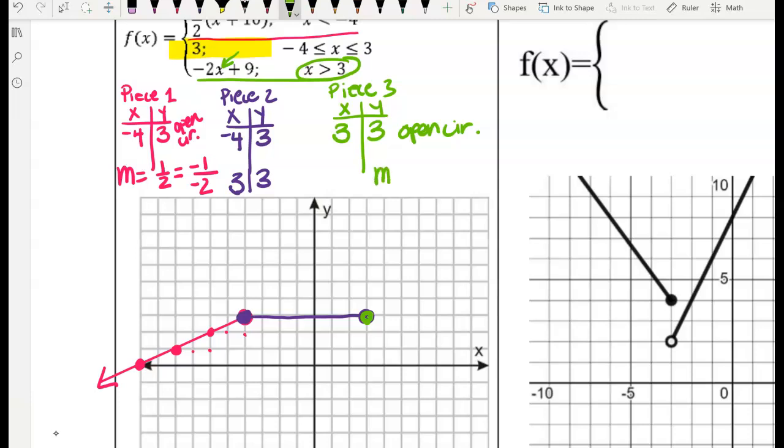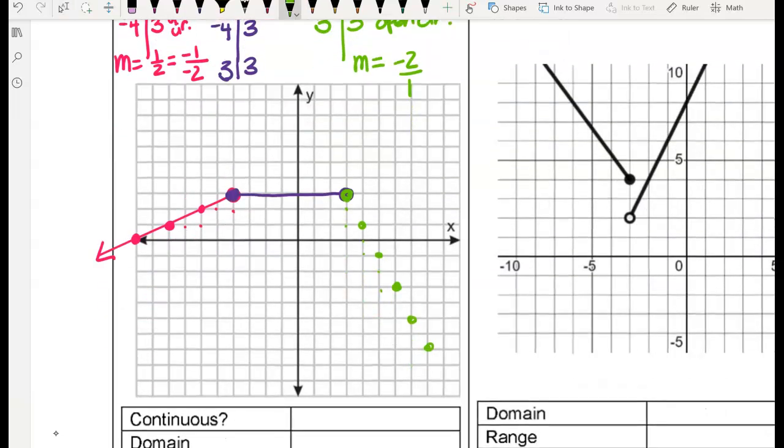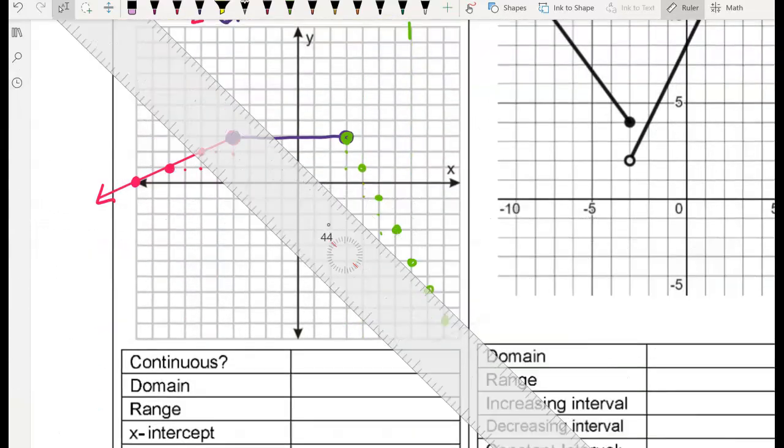Your slope for this green piece, student, is -2, or you can put it over 1 if you like. -2 over 1 is going to be down 2 units, right 1, down 2 units, right 1, down 2 units, right 1, and make as many dots as you can make, so that way your ray is going to be a nice straight one. Okay, let's connect this.